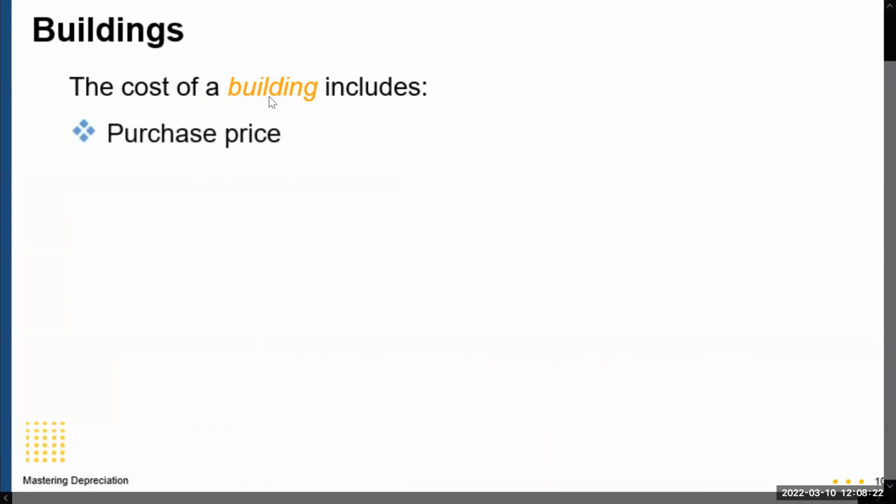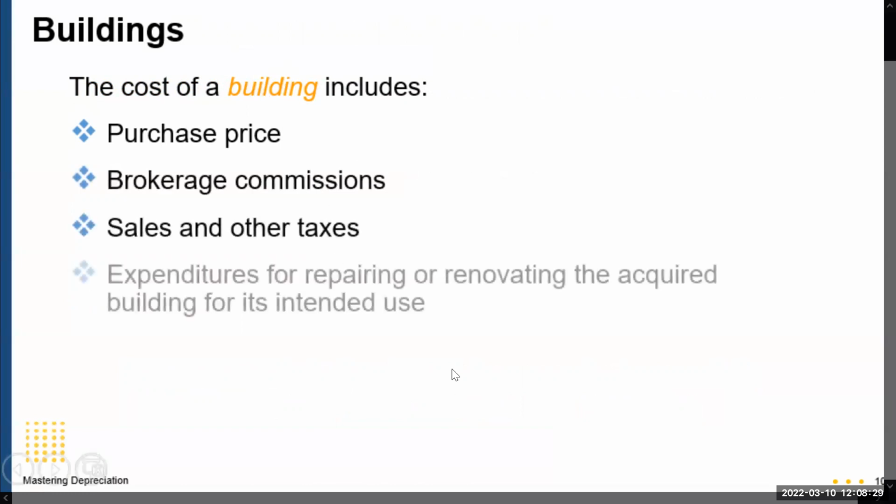So there are things that go into the total price or the cost of the building. So the purchase price, brokerage commissions, sales, or other taxes. If you have to redo the building to get it to intended use, that goes into the cost of the building. Those are not written off either.